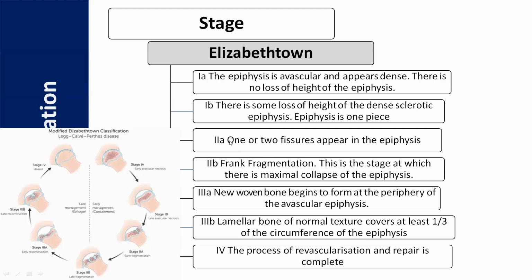Okay. And then there's 2A, which is the fragmentation stage. 2A says that there's either one or two fissures that appear in the epiphysis, while in 2B there are multiple fissures that can cause maximal collapse. This is the stage of maximal collapse of the disease. And then in 3A, where there's bone deposition, new woven bone begins to form at the periphery. And in 3B, lamellar bone starts to form. And then stage 4 is the healed stage.